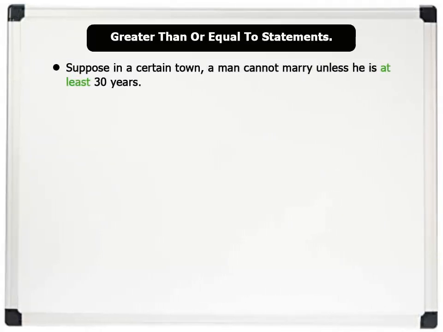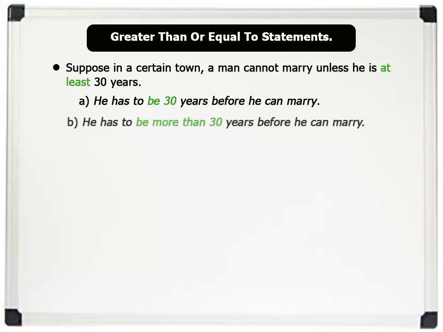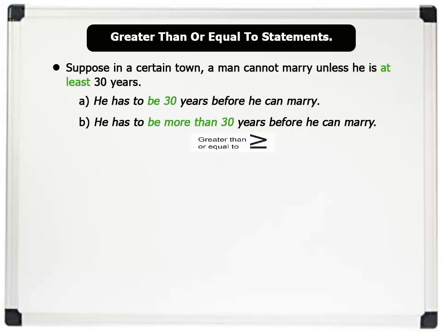Suppose, in a certain town, a man cannot marry unless he is at least 30 years. This statement means two things. A. He has to be 30 years before he can marry. B. He has to be more than 30 years before he can marry. Now, these two statements can be written together symbolically using the greater than or equal to symbol. So, let M represent the man. Therefore, M is greater than or equal to 30.